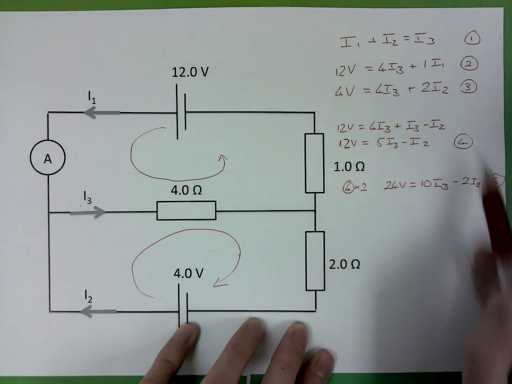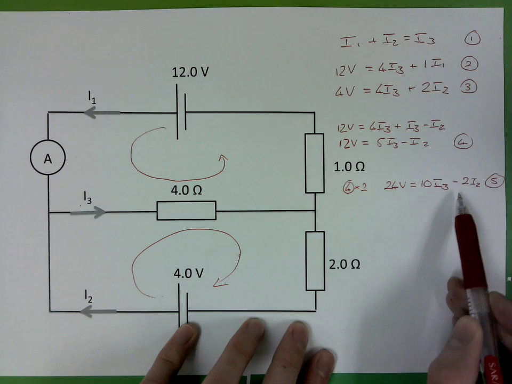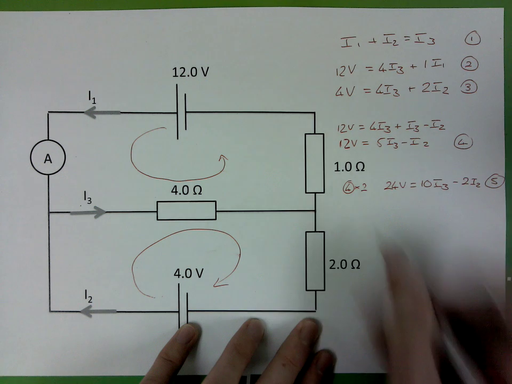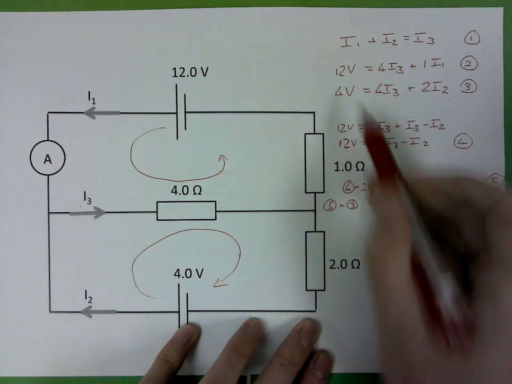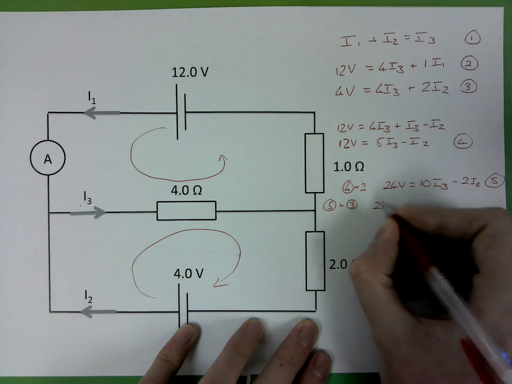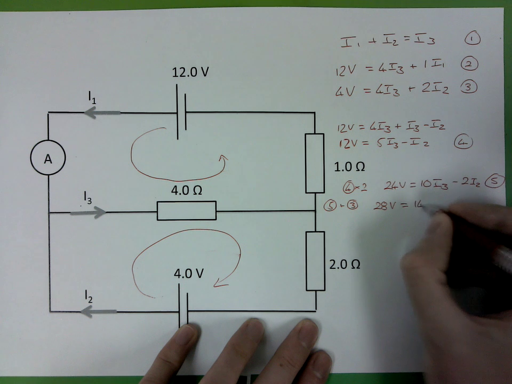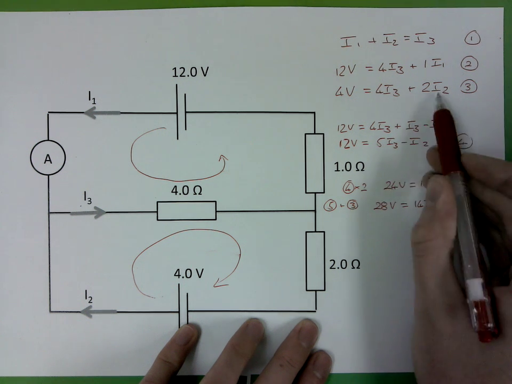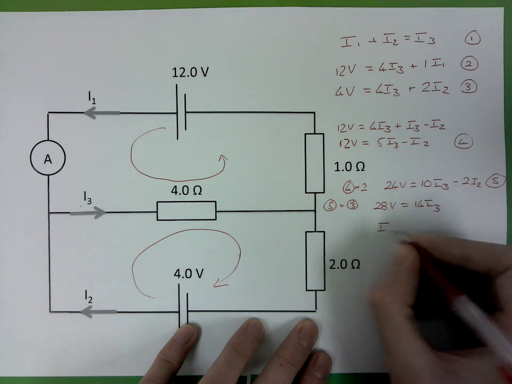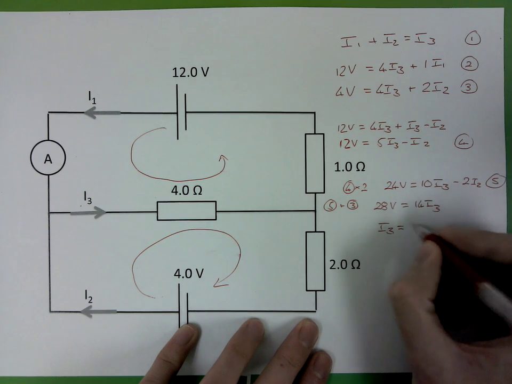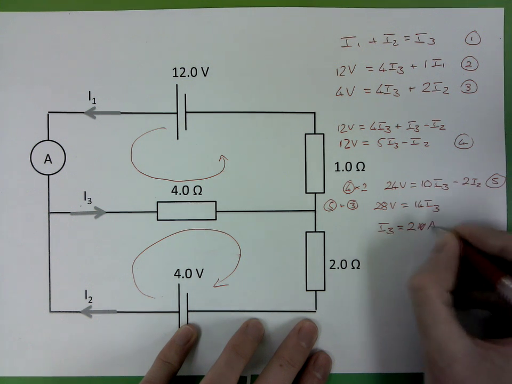I can now either add or subtract my equations. In this case, because one's a positive and one's a negative, I just add them together. So I'm going to do 5 plus 3, which gives me 4 plus 24, 28 volts, is equal to 14I3, and then the plus 2I2 and the minus I2 cancel out. That leaves me with I3 is equal to 2. We can convert that to amps at this stage.